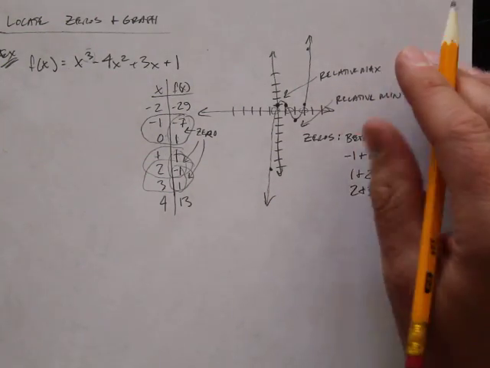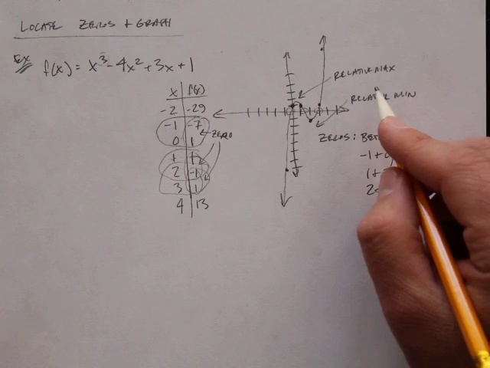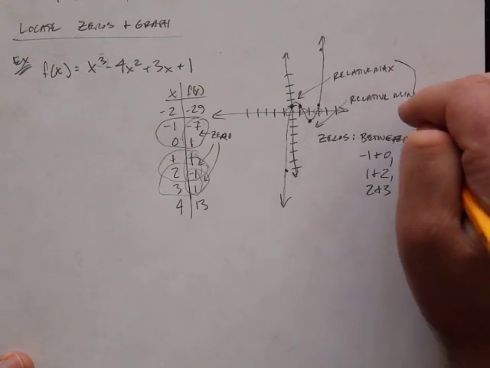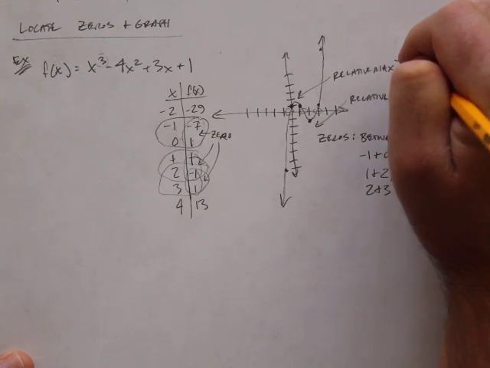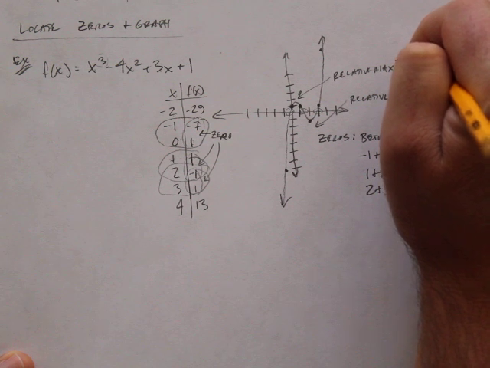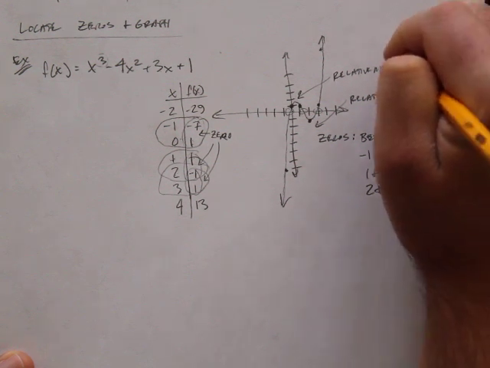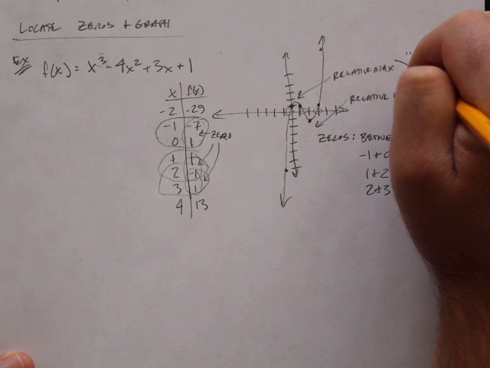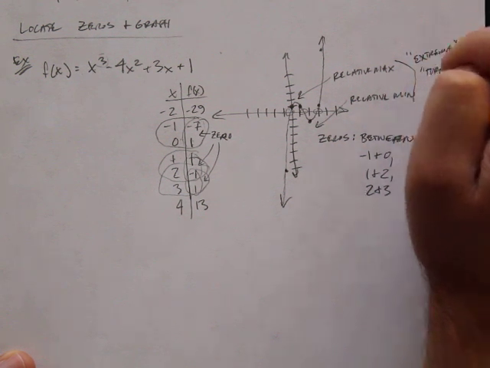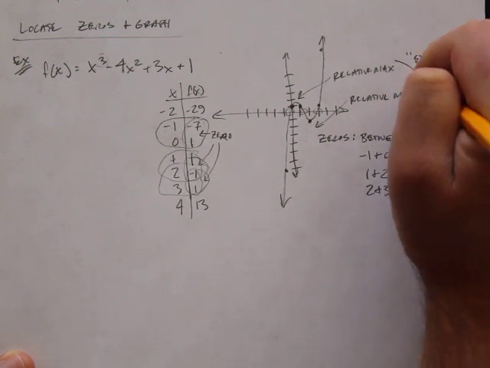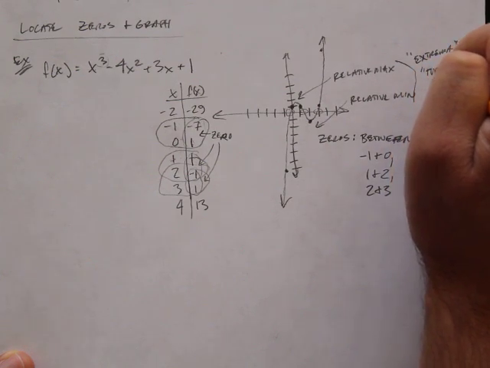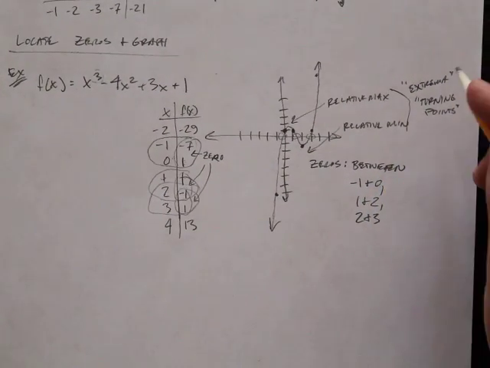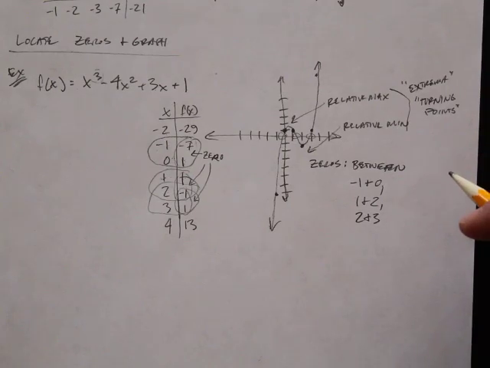All right, these relative max and min are also called extrema, and they're also called turning points. You might see either of those in the book, and we are almost done here.